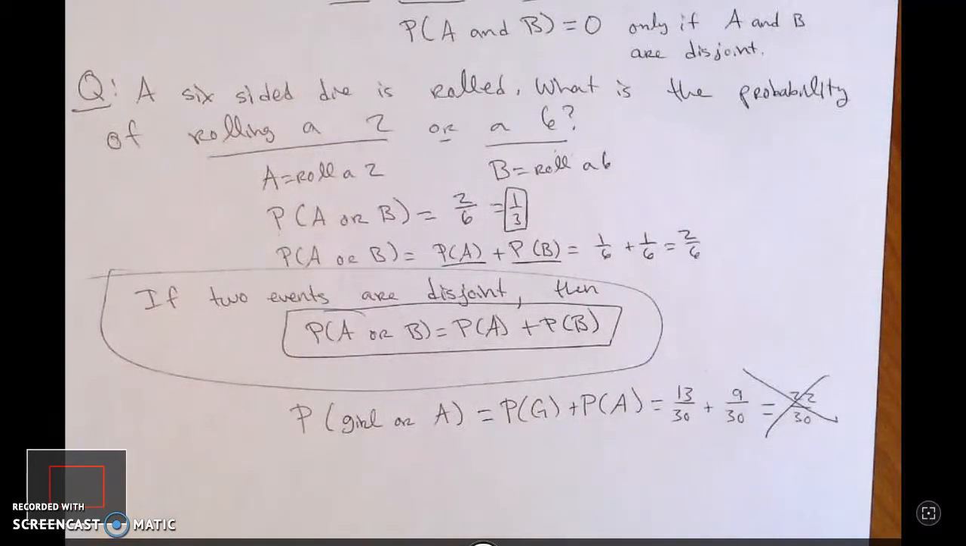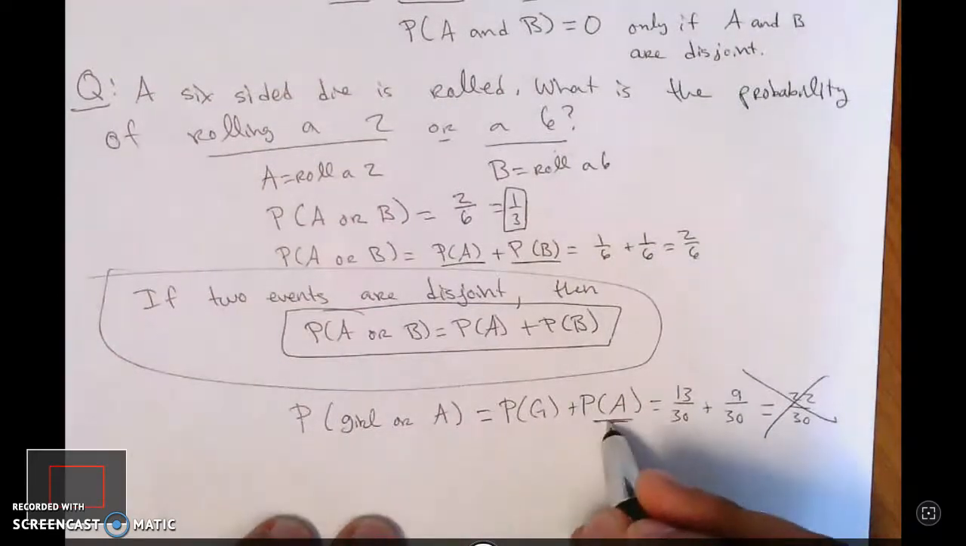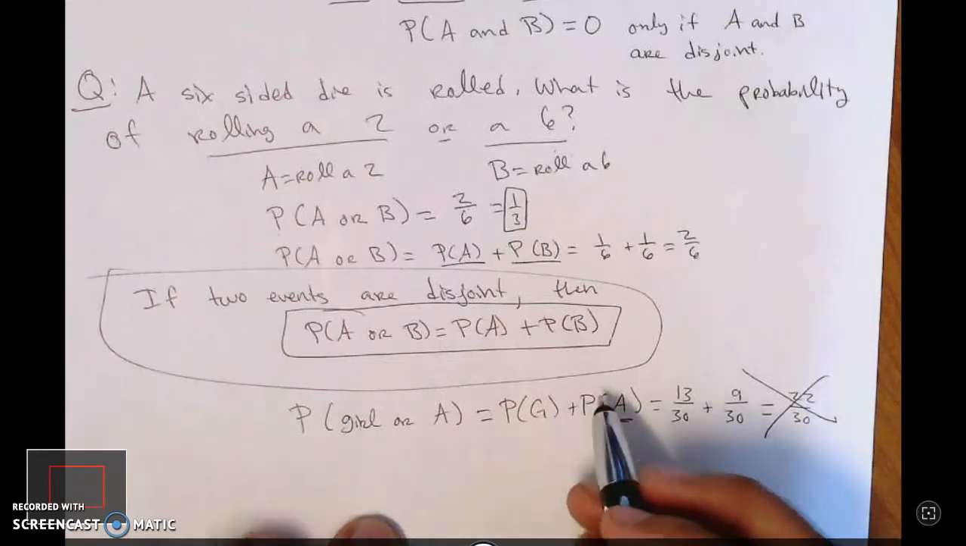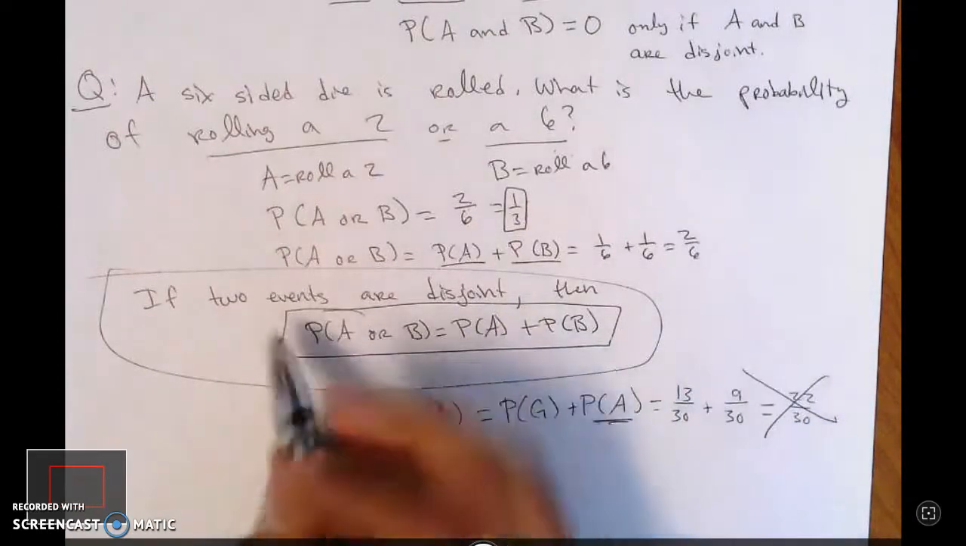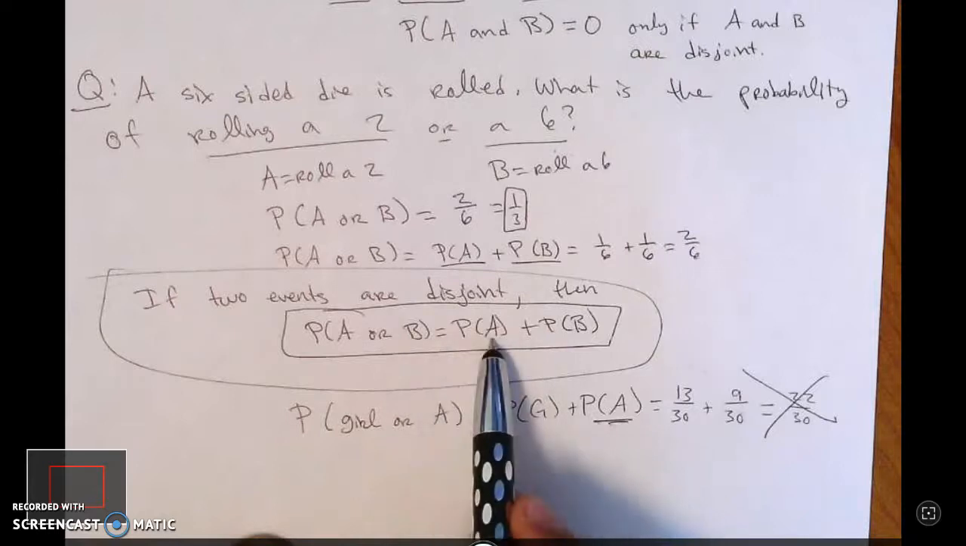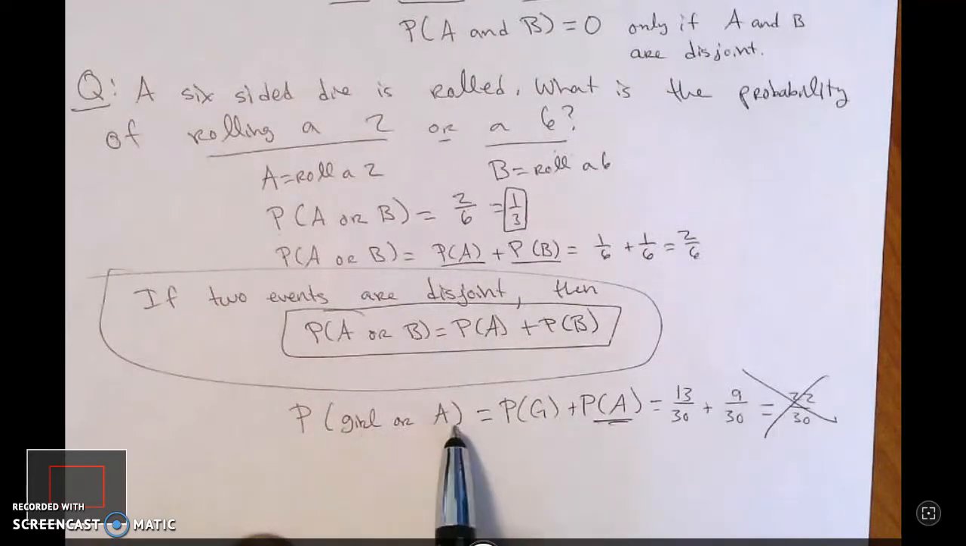Why is that not the answer? Well, that's because you're counting the girls twice. There are some girls that also got an A, so you are double counting here, and you have to get rid of that. In addition, remember, this formula can only be used if two events are disjoint. If A and B are disjoint, then you can use this formula. In this case, girl and A student are not disjoint, because there were some A students that were girls. So we have to think of something else to do. What exactly can we do in this case?